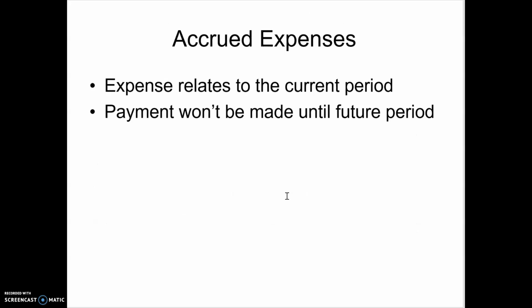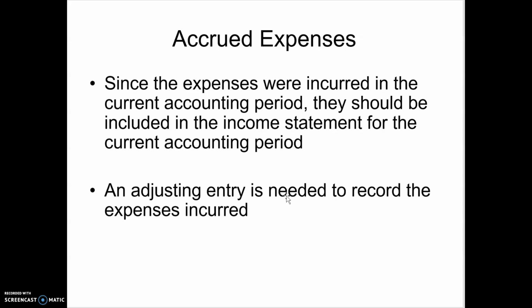The next category of adjusting entries is accrued expenses. And when we're talking about accruals, that means the cash transaction is going to happen later in a future accounting period. So if we're talking about accrued expenses, the expense has been incurred this period. Doesn't matter that we're not going to pay for it till next period. We have to make an adjusting entry to get those expenses recorded because they need to be recorded when they have been incurred.